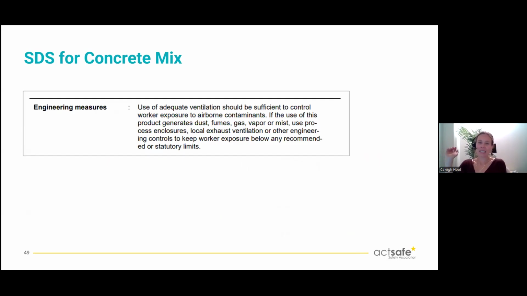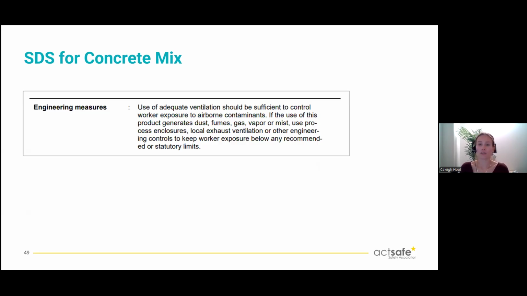Below your exposure limits, you're going to see your engineering measures or your control measures. Like we said, this is talking about the hierarchy of controls and how to lower the hazard or risk of the exposure. So we'll see things like adequate ventilation, that it should be sufficient to control, but, and the big but here is, if you create dust, fumes, gas, or vapors, or any other things, your safety measures need to be used to control that specific exposure.